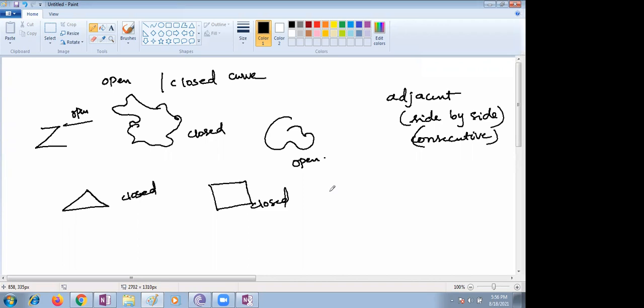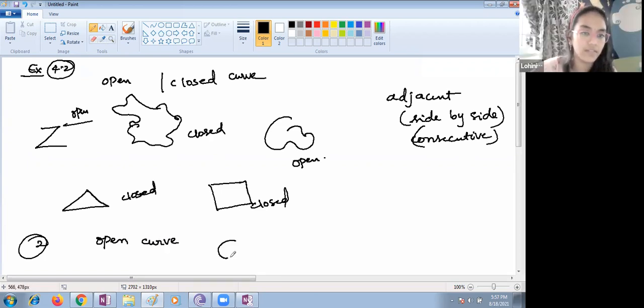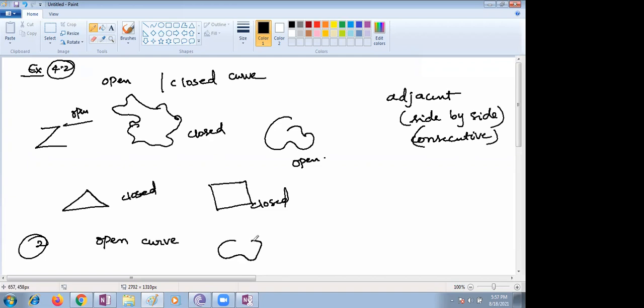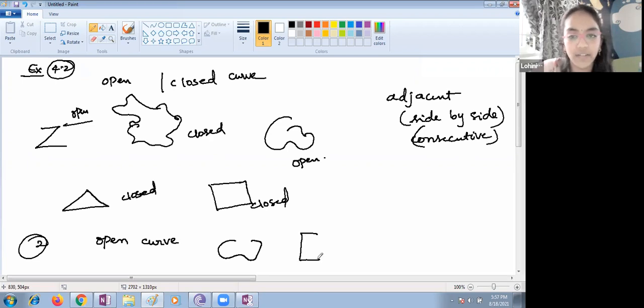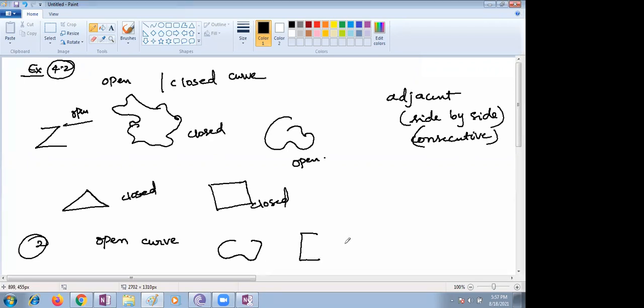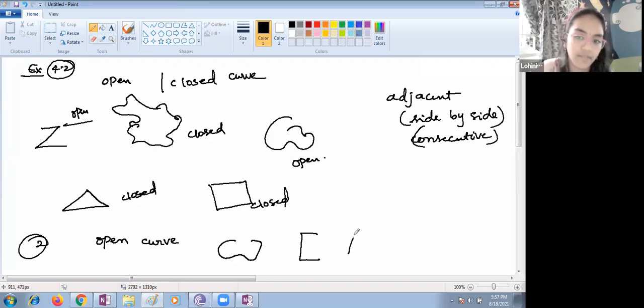Draw a rough diagram to illustrate the following: open curve. You can draw a rough diagram for an open curve. This is your Exercise 4.2, Nana. Lohini, please respond. Yes, ma'am, open curve. Is this an open curve, Lohini? Yes, ma'am, it is an open curve.